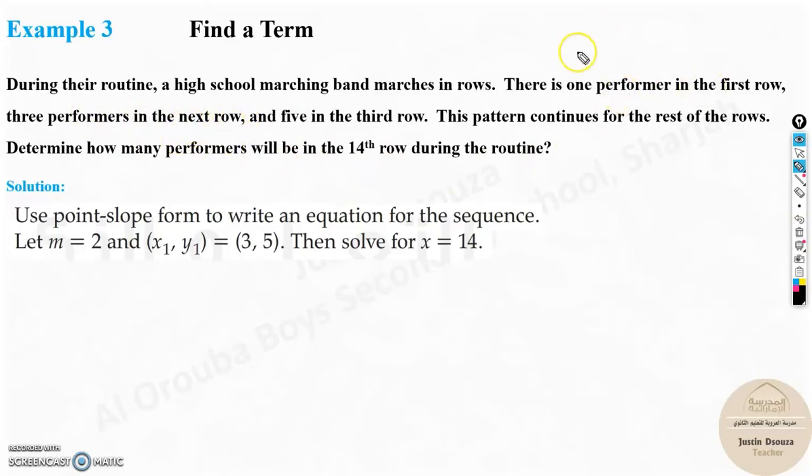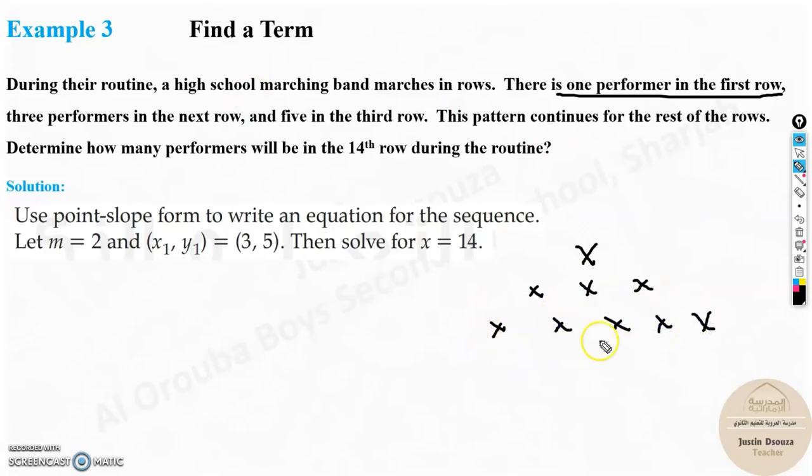See, the first row it was 1, one performer in the first row, that means there will be only one performer over here. Three performers in the next row. One, two, three. Five in the third row. One, two, three, four, five. Okay, and it goes on. So this is the thing. You might have easily guessed the next one would have 7 and then 9 and so on. So how do we know? Just find the slope: 3 minus 1 will be 2. So that is the slope.